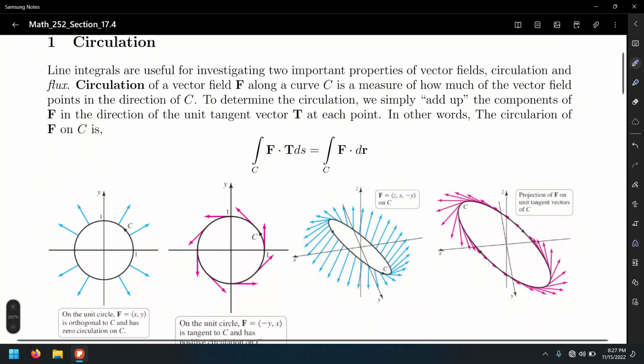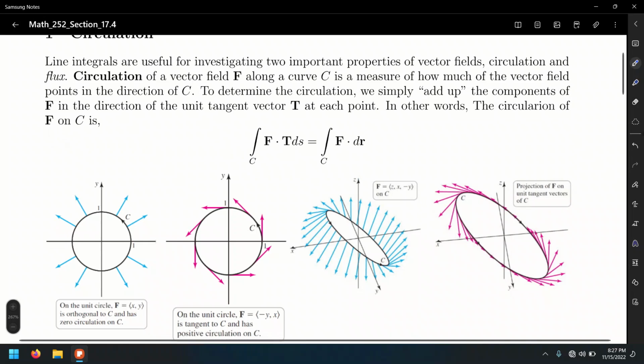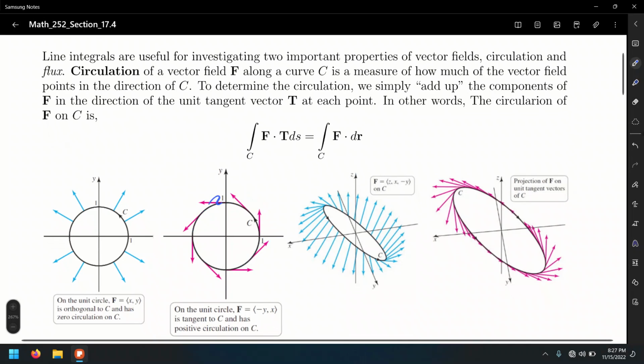So the circulation of a vector field F along some curve C is a measure of how much of the vector field points in the direction of C. For example, in this case, I have a few pictures here. Consider the second case. There is some portion of the vector, because check this out, not the whole vector is going in the direction of the circle. It's only a portion of it. Remember projections? So only part of that vector is actually contributing to the work of moving a particle along the circle. So that's one case.